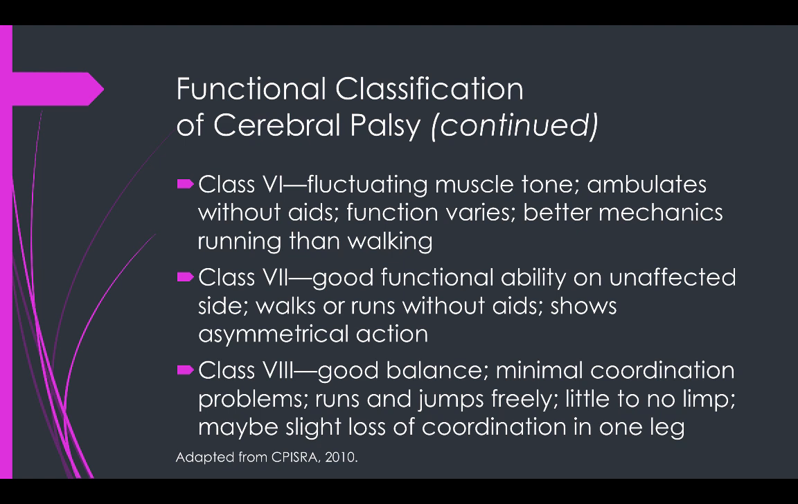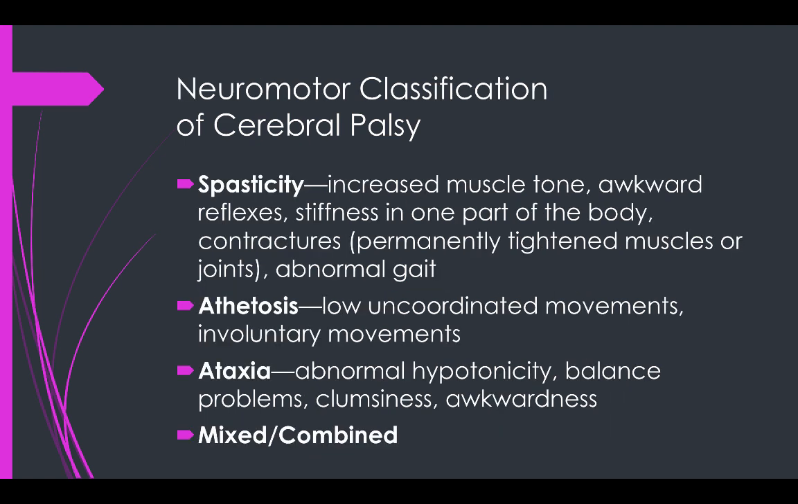And then class 8, really good balance, minimum coordination issues, kind of can run, jump freely. Maybe some slight loss of coordination in one leg, sometimes maybe one arm, and not too much visibility of the disability. When we get into the neuromotor classification of CP, this is really just how the neurons are impacted from this disability and what it is causing as far as the impact on motor coordination.